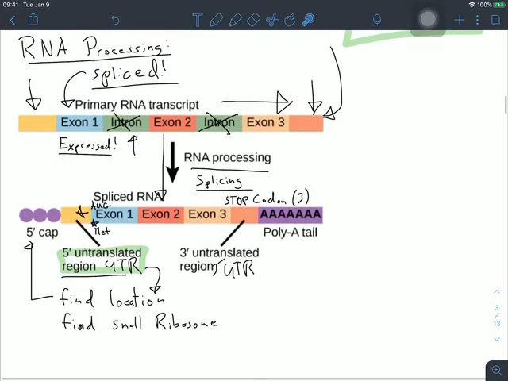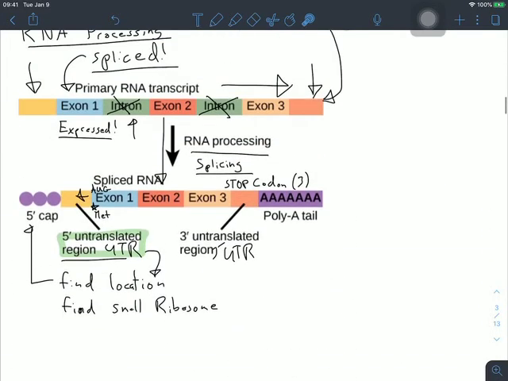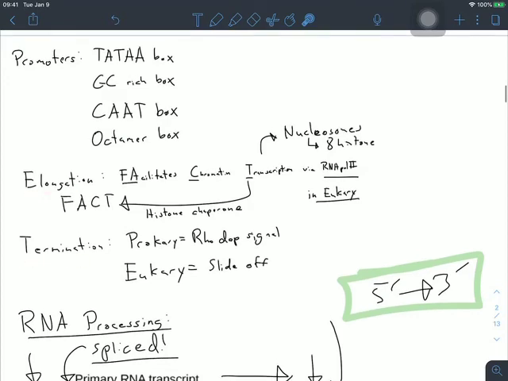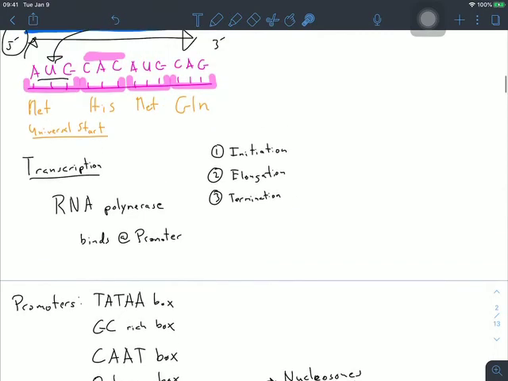And then know these processes for RNA processing, what the 5' cap does, what the 5' UTR does, what each of the exons do, meaning that they are expressed, they make your chain of amino acids. And then know what the poly A tail does in a little bit more detail than everything else, because we spent some more time on it. And the 3' UTR, again, location afterwards. Know termination, elongation, and initiation, and the different promoters that we'll encounter in transcription.